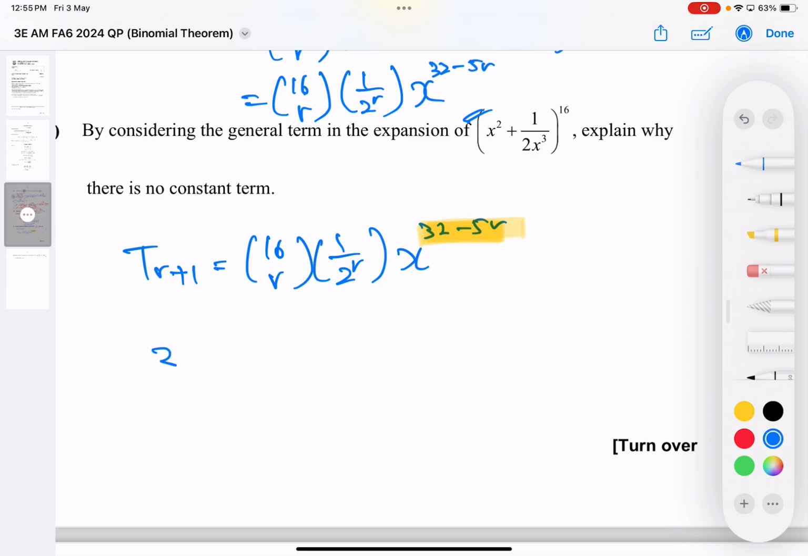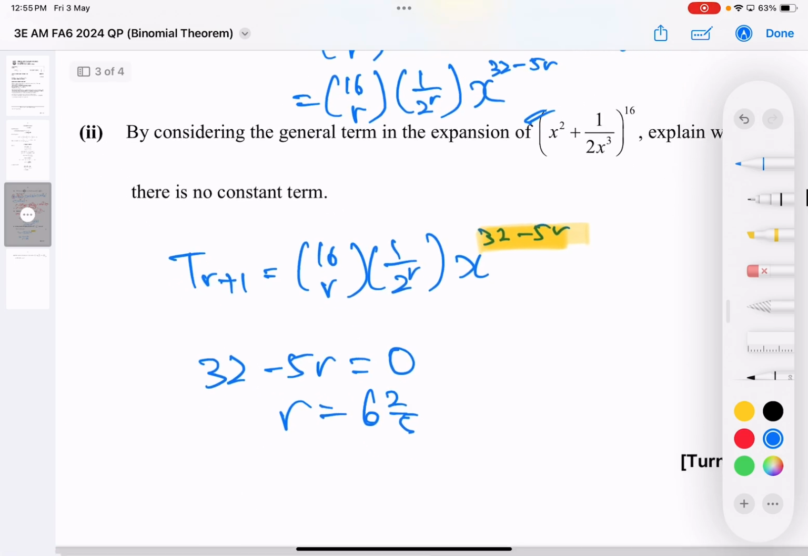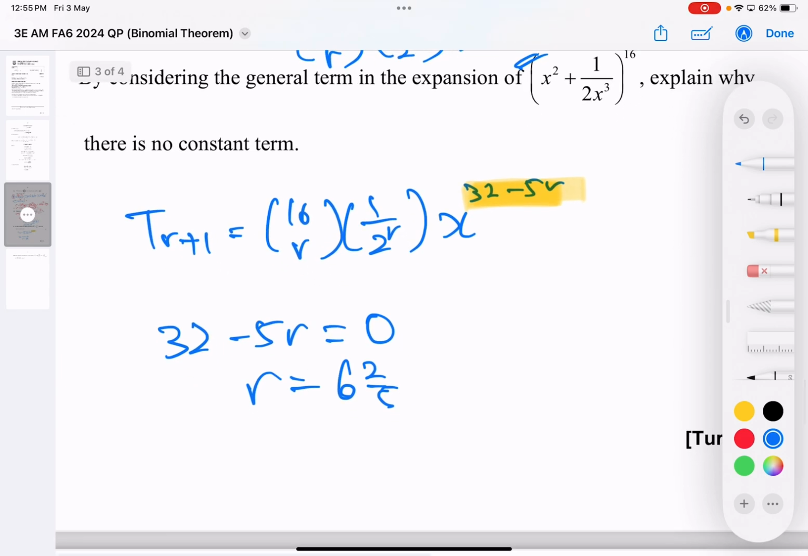0. So if I let 32 minus 5r equal to 0, what is r? What am I going to get? 32 over 5. 32 divided by 5 is 6 and 2 over 5. Can my r be 6 and 2 over 5? No. What is r? r is basically going to be 1 less than the term that you are finding.